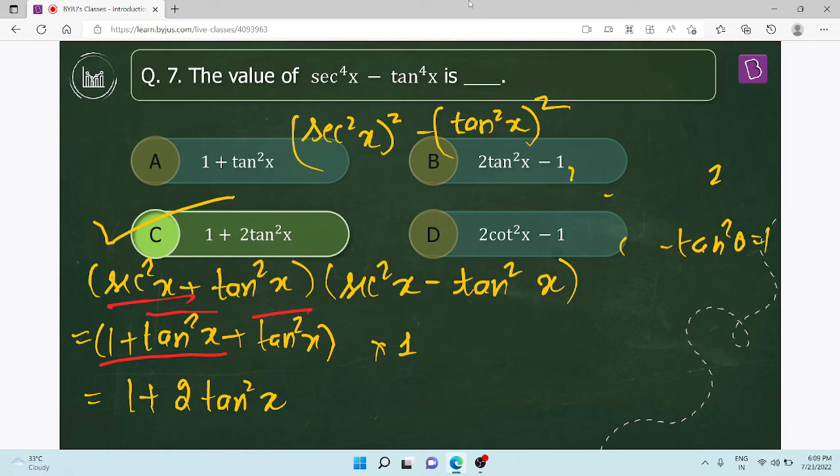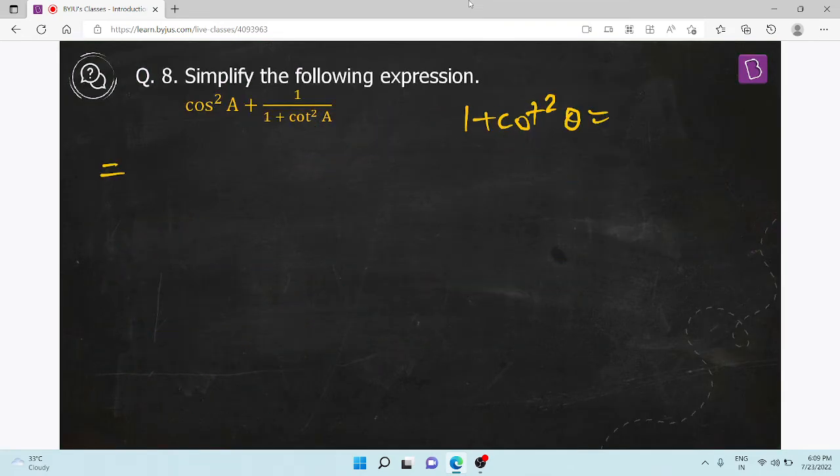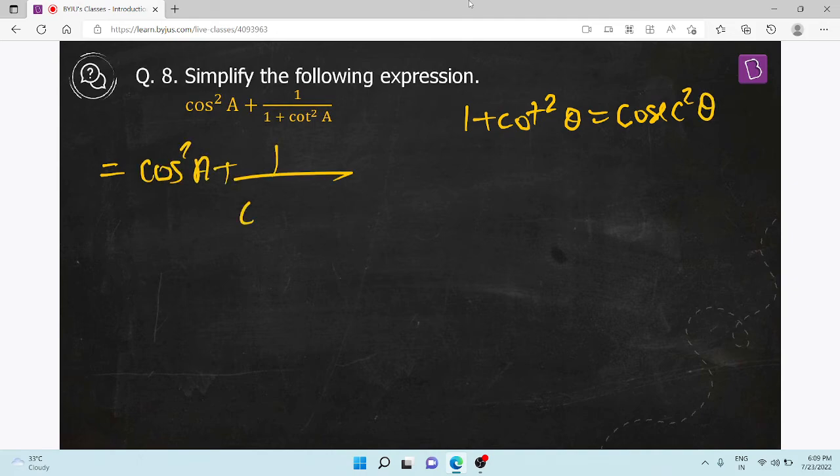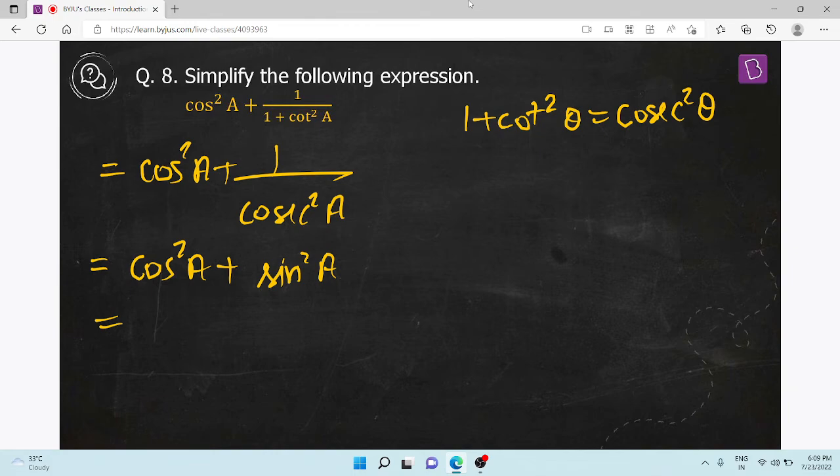Thank you so much, Varun. Okay, yes, students. The next one, yes, Utkarsh, absolutely correct answer. Students, we know that 1 plus cot squared theta is equal to cosec squared theta. So it will be equal to cos square a plus 1 by cosec square a. 1 by cosec means sine. So it will be equal to cos square a plus sine square a. That is from identity, it is equal to 1 is the answer. I think it is the easiest question of the topic. It will be equal to 1 only.